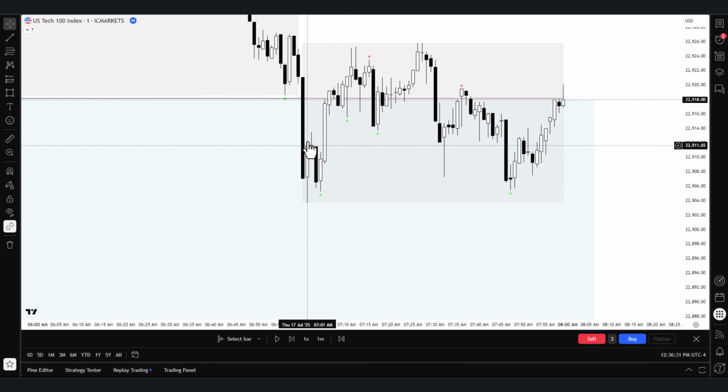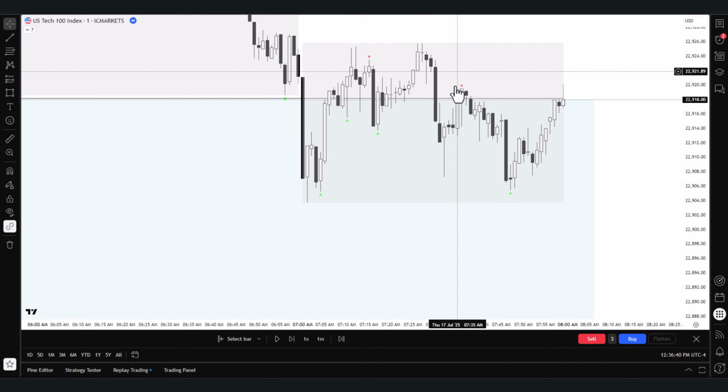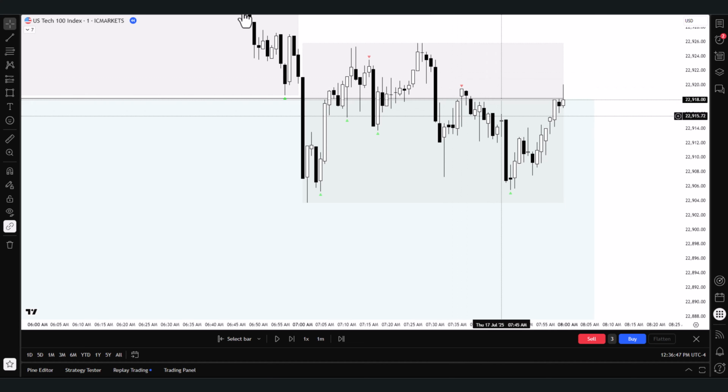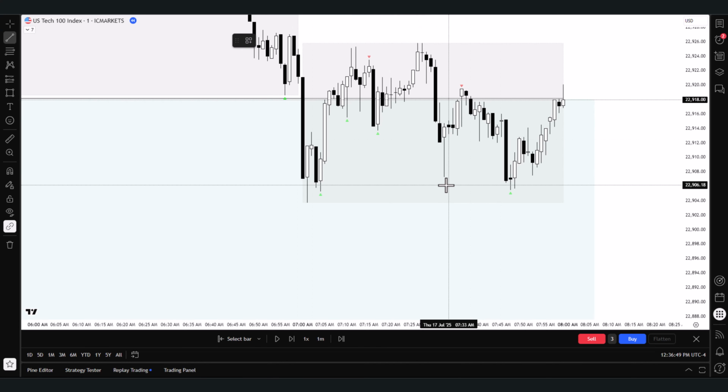It failed to meet inversion, 1, 2. There were 2 inversions and a rejection from here. Then again at 7:30, there made an FBG, failed to inverse this, and again price made a stop hunt here.